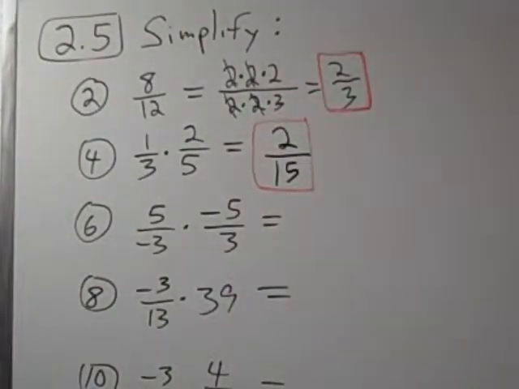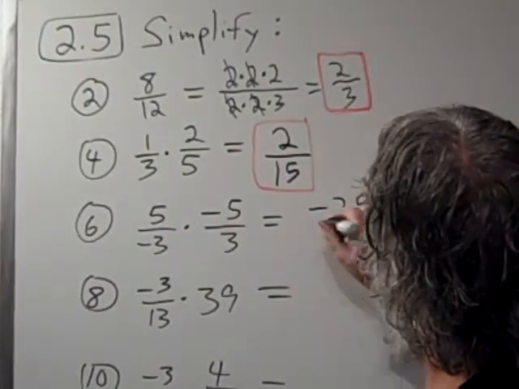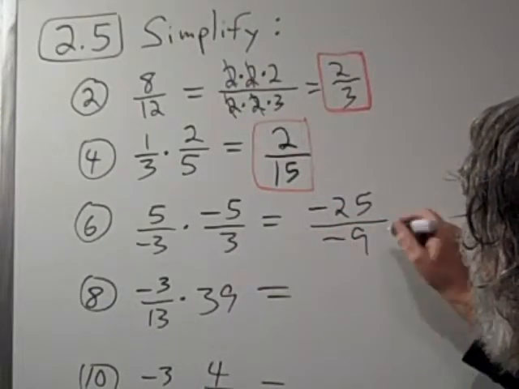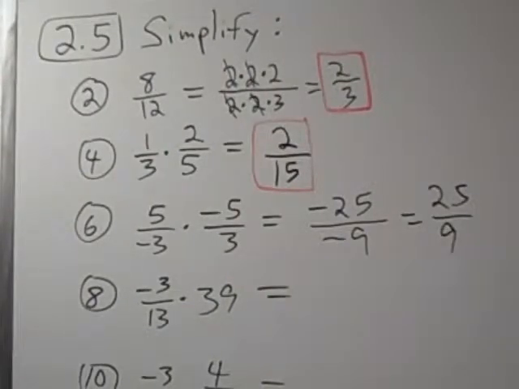Number 6, we've got 5 times negative 5, that's negative 25. And negative 3 times 3 is negative 9. And the negatives cancel out, so we're left with 25/9 for this one.